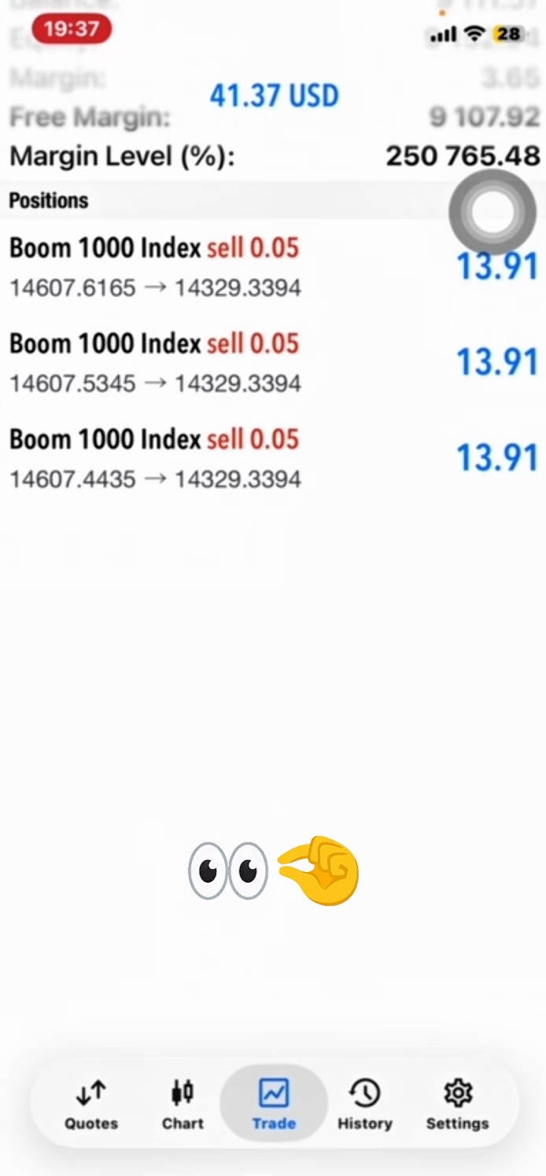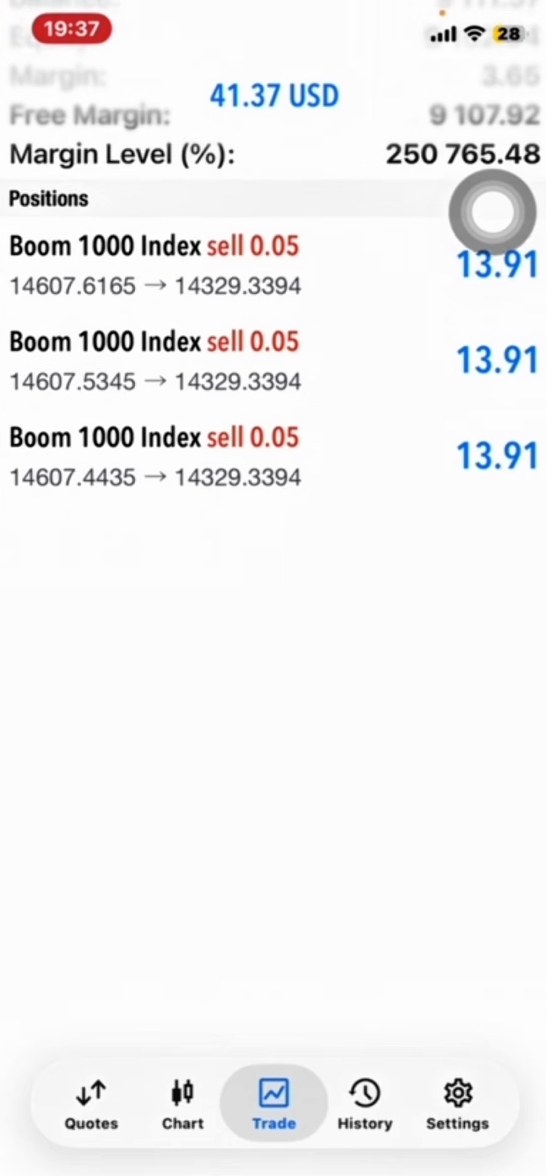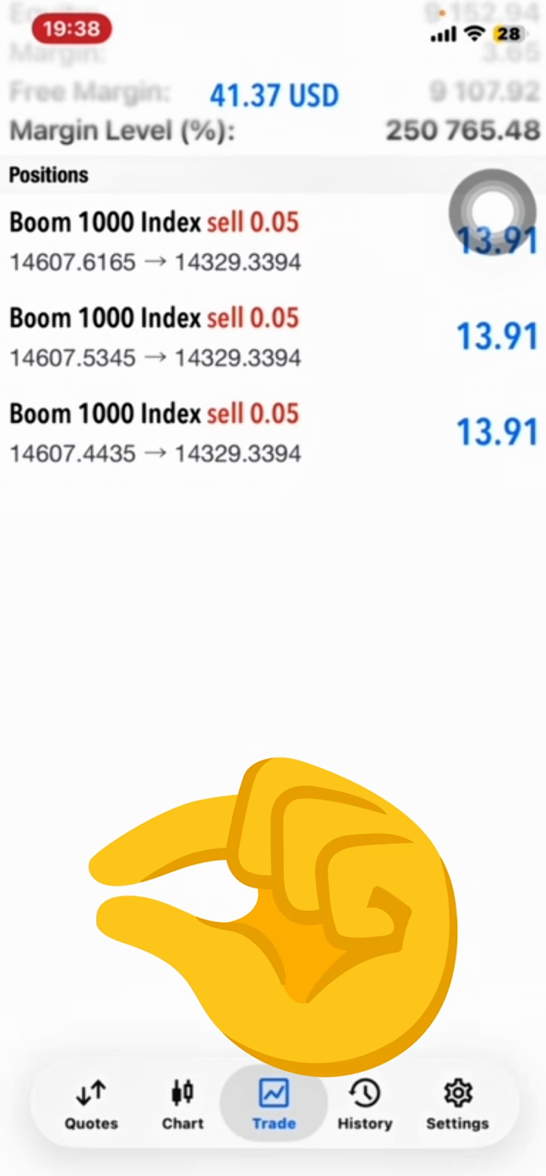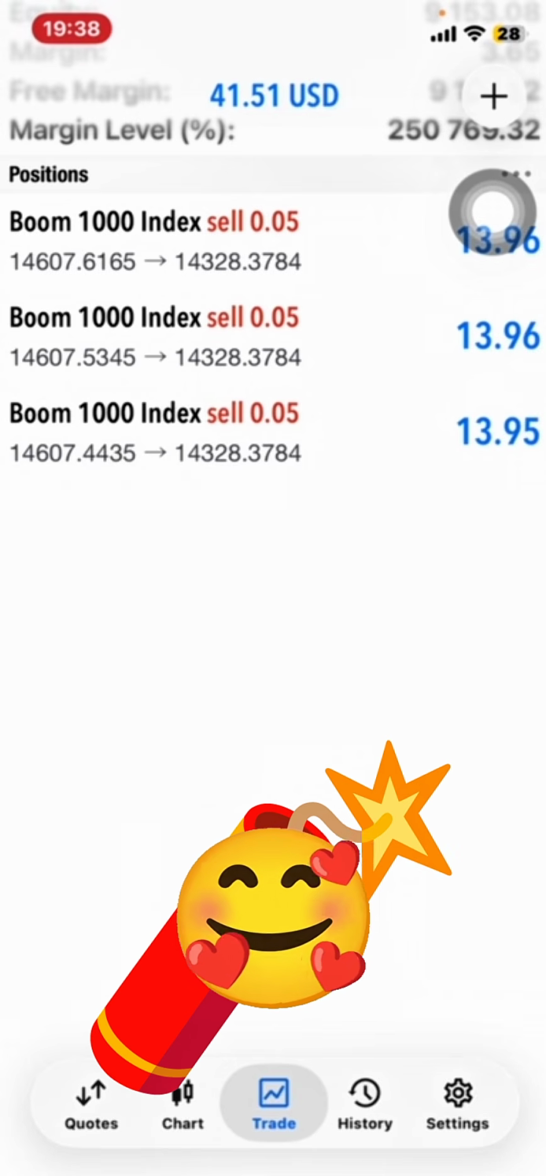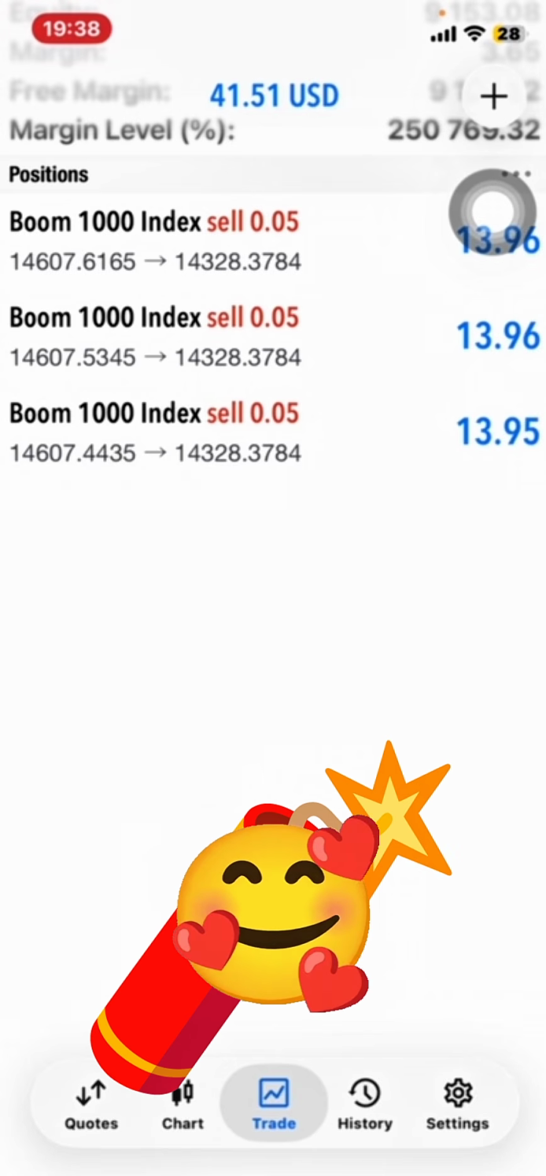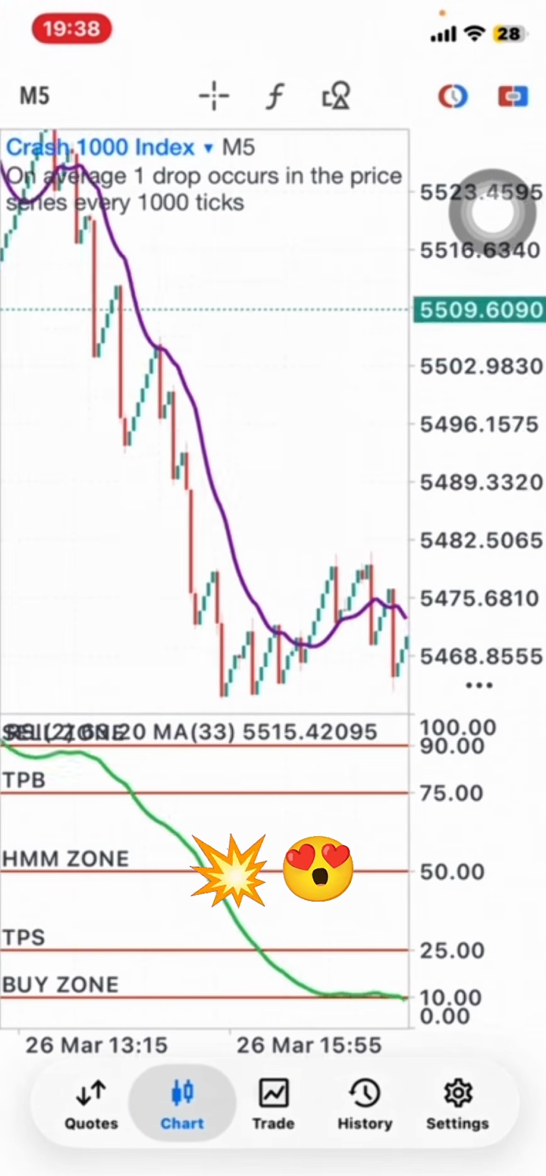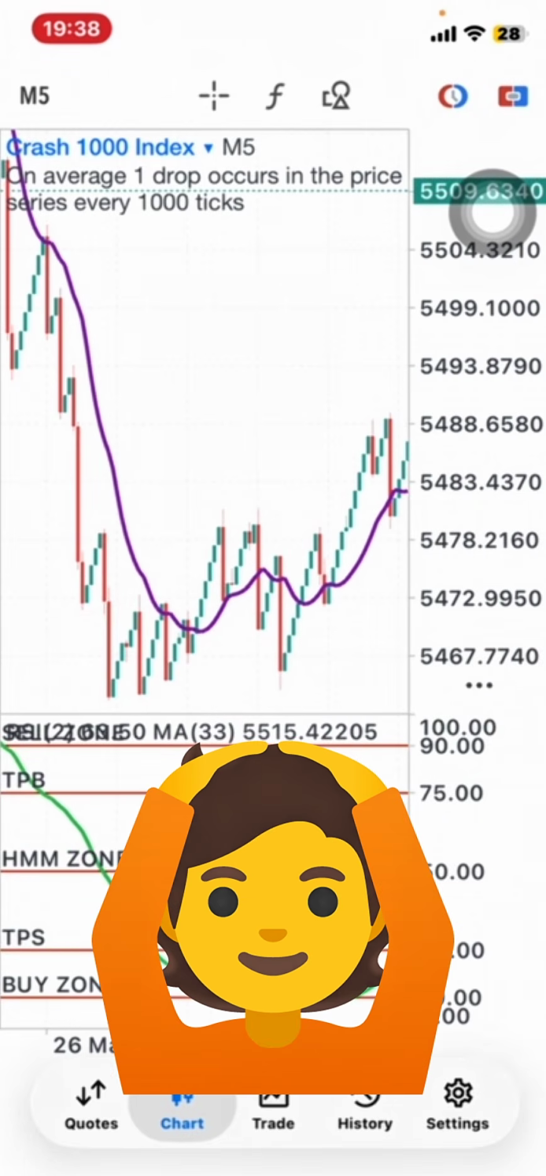You can see I use a small lot size, 0.05. So please, if you have a big account, you can use a big lot size. If you are using a small account, you can just manage your small account and see what you have from the market. This is Boom and Crash Club 01. Now, that's what I'm trying to tell you. For Crash, you see the same confirmation.